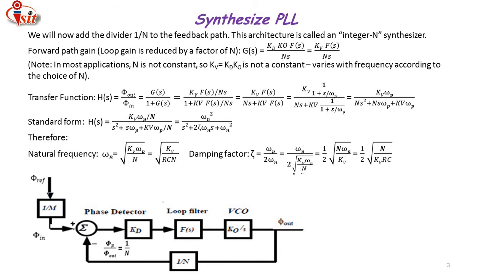Synthesize PLL. The next step is related to synthesizing the PLL. We will now add the divider, 1 by n, to the feedback path. This architecture is called an integer n synthesizer. The forward path loop gain is reduced by a factor of n, that is Gs is equal to KD K0 Fs divided by Ns, equal to Kv Fs divided by Ns. Note that in most applications n is not constant, so Kv equal to KD K0 is not constant and varies with the frequencies according to the choice of n.